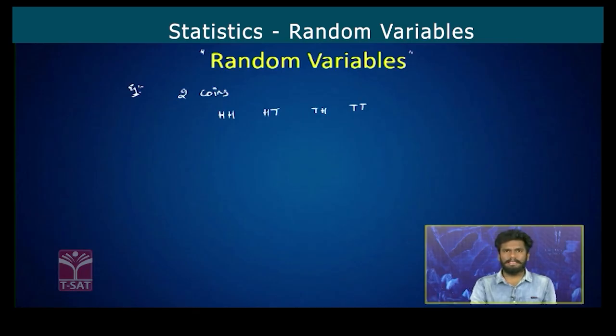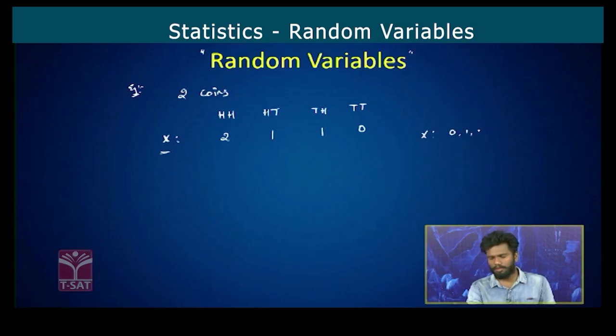Now I'll assign a random variable x which takes the values of number of heads. This random variable x takes the number of heads occurred in the outcome. Here number of heads is 2, so the random variable x takes the value 2. Similarly here 1, so x takes the value 1. Similarly here 1, here 0. So x is a random variable which takes the values 0, 1 and 2 in this experiment.